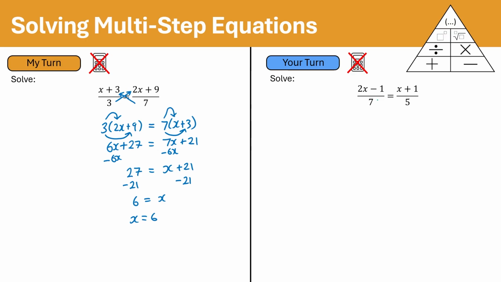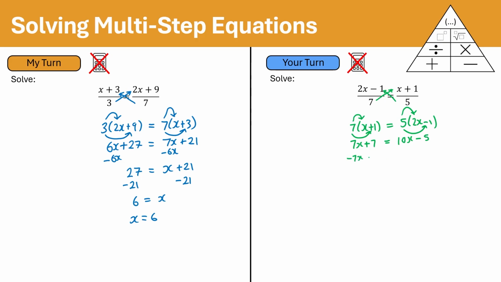So you should have multiplied the denominator of this fraction with the numerator of the other fraction, and the denominator of the fraction on the right with the numerator of the fraction on the left. So you got 7 multiplied by x add 1, and that's going to be equal to 5 multiplied by 2x subtract 1. I'll then expand my brackets on both sides, so 7 multiplied by x is 7x, 7 multiplied by 1 is positive 7, and then I'll do 5 multiplied by 2x to give me 10x, and 5 multiplied by negative 1 to give me negative 5.